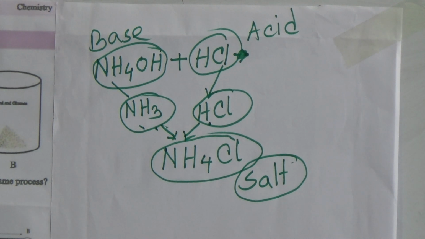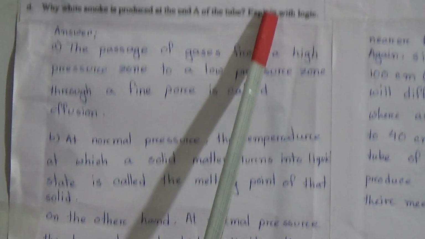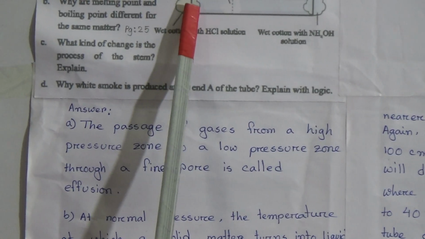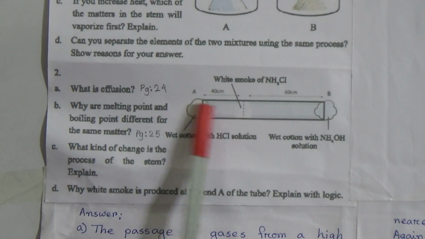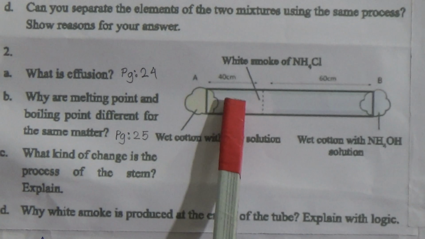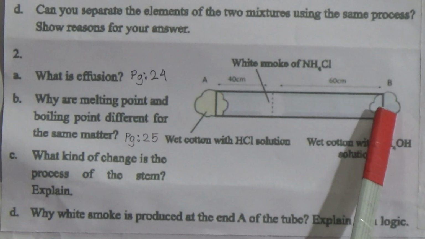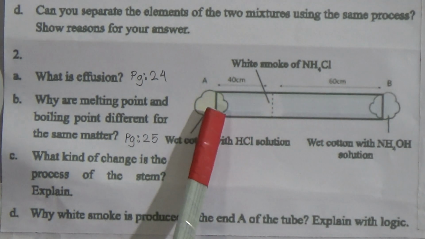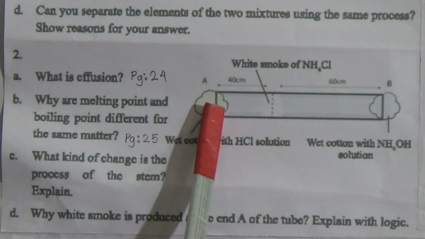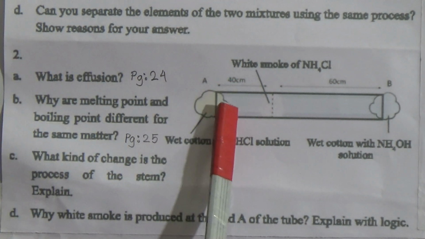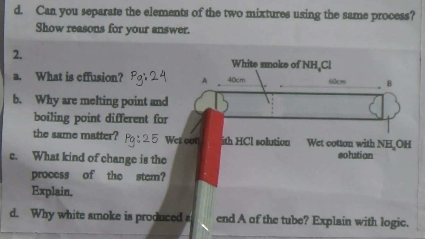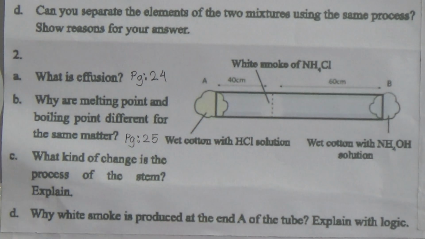Now come to question D. Why is white smoke produced at the end of the tube? Explain with logic. Come to the stem again. From A, the distance to the white smoke is 40 centimeter, and from B to the white smoke is 60 centimeter. That means the white smoke is nearer to A, and they want to know why the white smoke is produced at the end of A of the tube, and we have to explain it with logic. Now come to the answer.